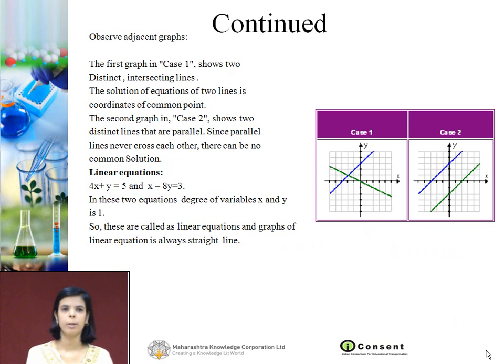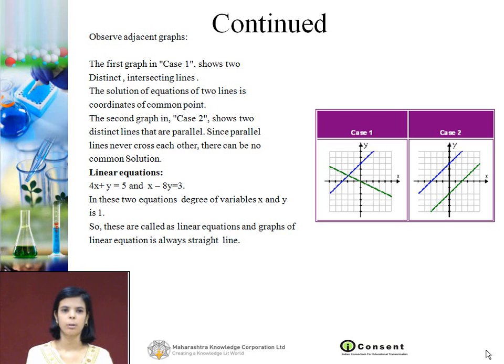Now observe the two adjacent graphs. The first graph in case 1 shows two distinct intersecting lines. The solution of equations of two lines is the coordinates of the common point. The second graph in case 2 shows two distinct lines that are parallel. Since parallel lines never cross each other, there can be no common solution.